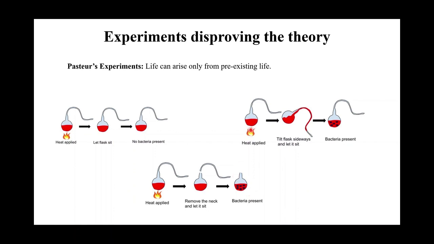So while he was heating, he tilted the flask. Now see, when you are heating the flask, you have these parts of the broth which are not in contact with the heat. So you let it sit, and then you find organism growth, because you have some of them surviving here. So these have again given rise to new organisms. So you say that life has arisen from pre-existing life.